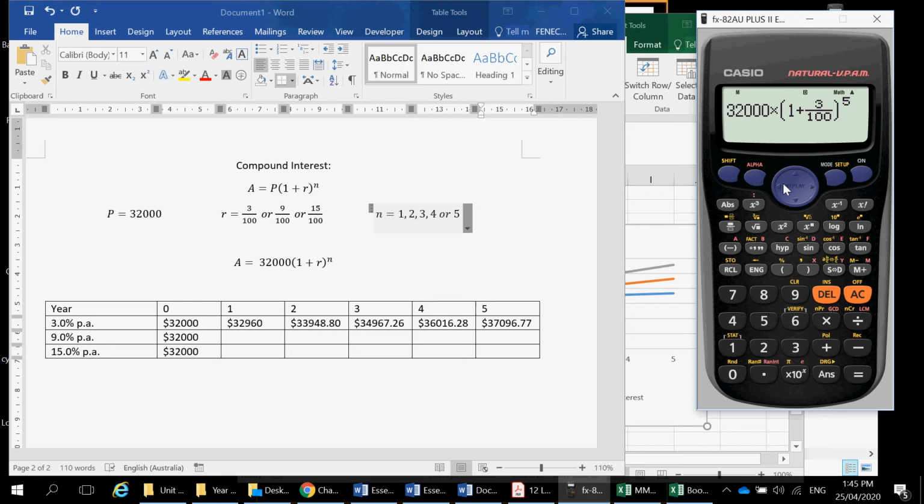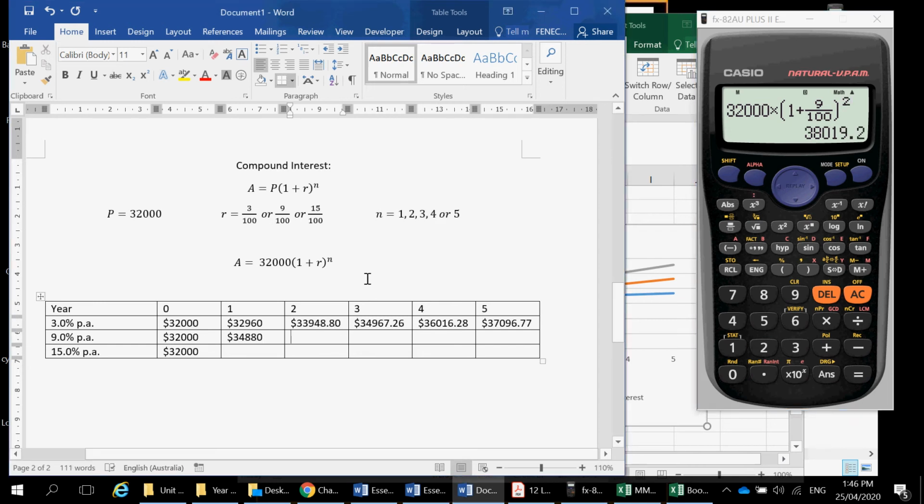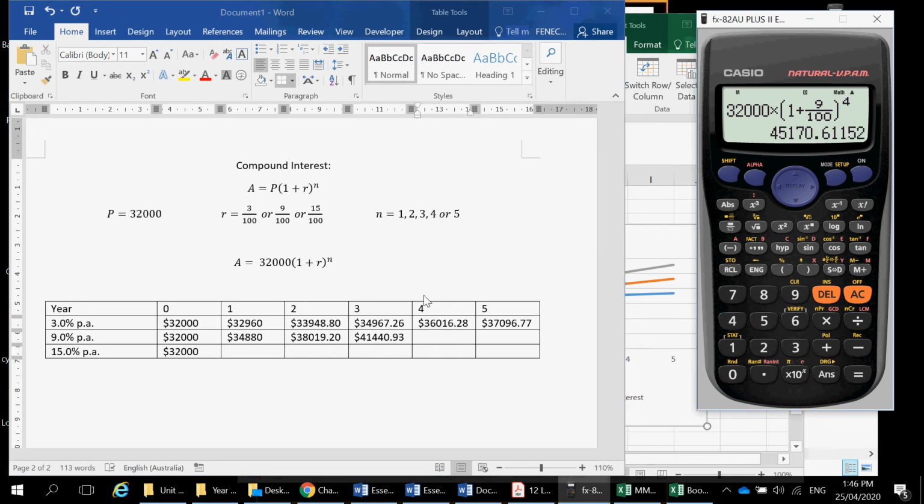I'm now going to do the 9% row, so I need to change this 3% to 9% and start again at 1 year. So we're going to start at 34,880. At 2 years, 38,019.20. At 3 years, 41,440.93. Remember to round to the nearest cent. I always round to the nearest cent in case you haven't noticed.